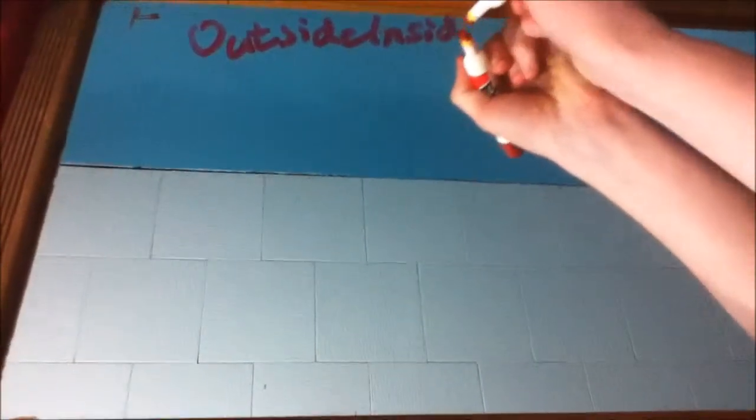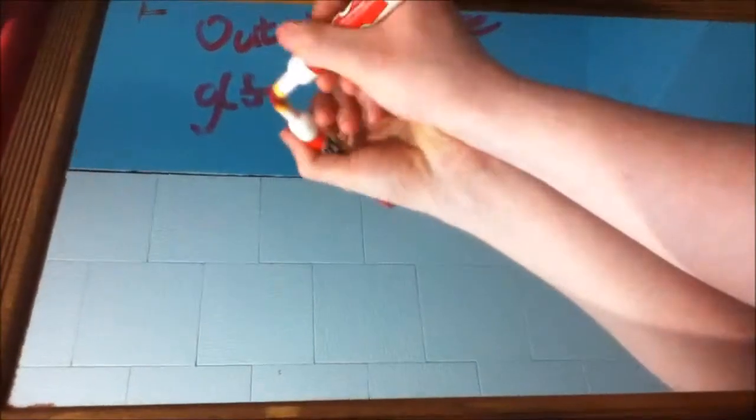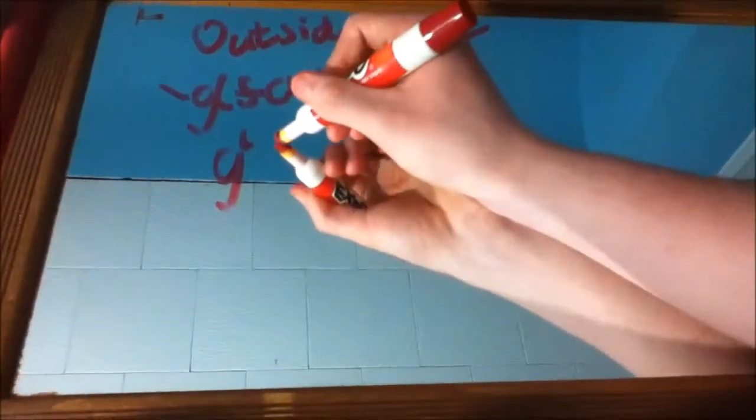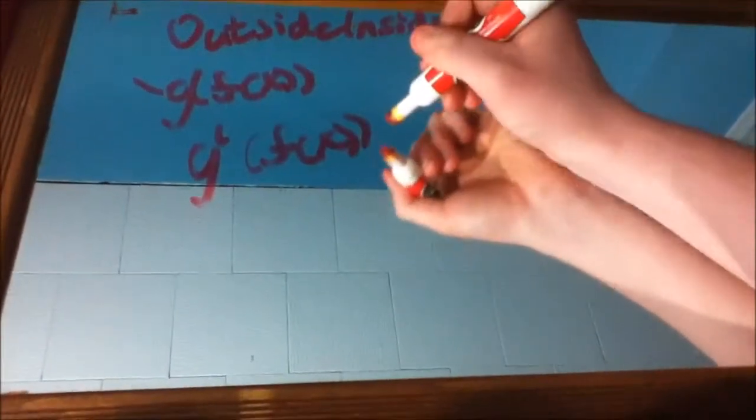Now let's take a look at outside-inside rule, which, as I said before, the two rules are reciprocals of each other. So this time we're going to look at g of f of x. We start with the outside function, which is g derivative of f of x, do not change it, times the derivative of f of x, which is your inner function. And if you notice, it's the opposite of inside-outside rule.